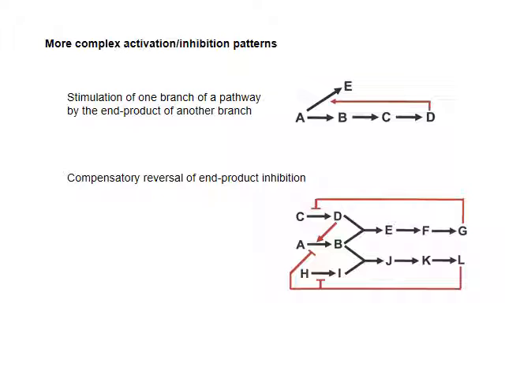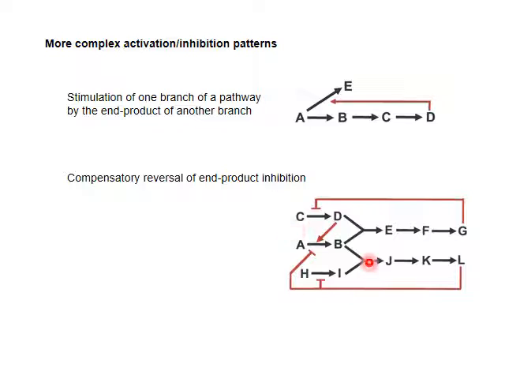Here's an example of more complex activation and inhibition patterns. So here's another activation pattern. If you bring D high enough in concentration, one way to change the concentration of A to slow down the production of D is to activate another enzyme to convert A into something else. Instead of converting it to B to make more D, you can activate another enzyme to have A be converted to E. That will slow down the production of D.